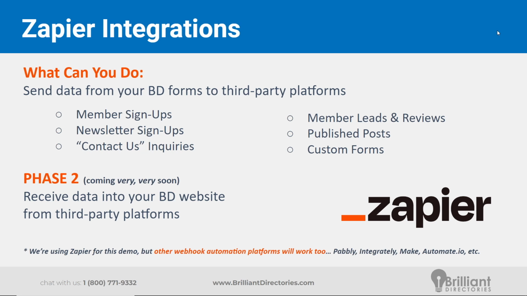As I mentioned, when posts are published, which is what we'll be talking about here today, as well as any of your custom forms. So anytime somebody fills out a form like this, you'll be able to take that data and send it out to thousands of third-party platforms using a webhook automation platform like Zapier, which we'll be showing in this example here. As Jason mentioned, phase 2 will be coming in the very near future. We can see the light at the end of the tunnel here, and that's actually being able to receive data into your Brilliant Directories website from external sources. So right now, we can only send data out, but pretty soon, you'll actually be able to take data into your website.